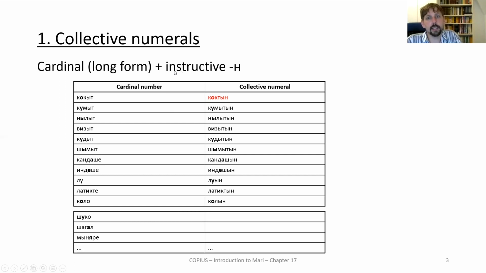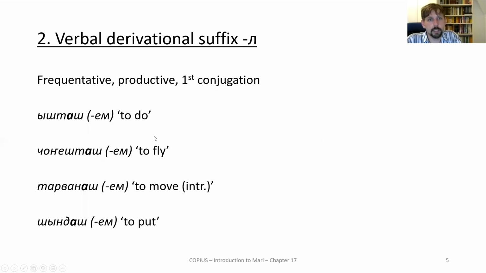And these collective forms, they can also be formed from other quantifiers like shuko, many, shuken, shagal, few, shagalen, minyare, how many, minyaren. They're tricky to translate into English. So, verbal derivation. We're going to look at another one.